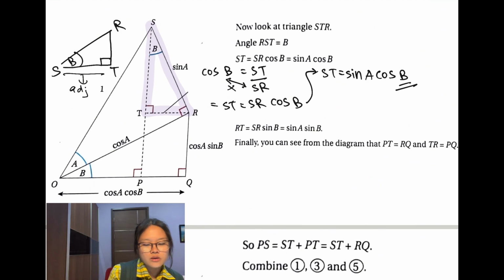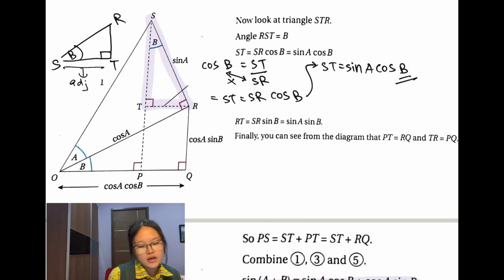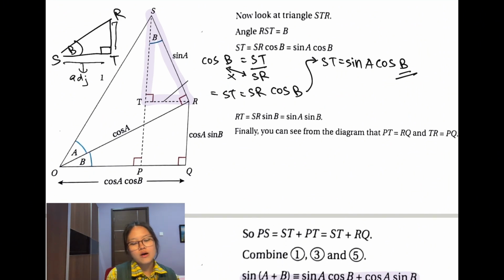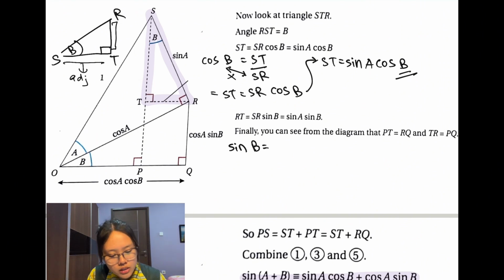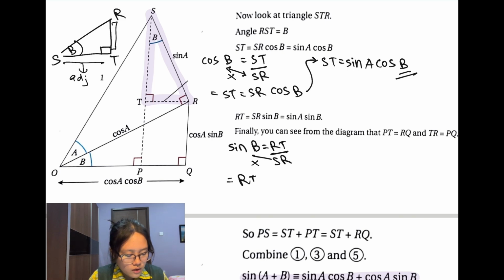Now next, we're going to be looking at the same triangle again, but in this case, we're going to prove how RT is SR sin B, which equals sin A sin B. So if you look at it, RT is the opposite side of the triangle over here, so we're going to be using sin. The angle of this triangle is B, so sin B equals RT over SR, because it's the hypotenuse.